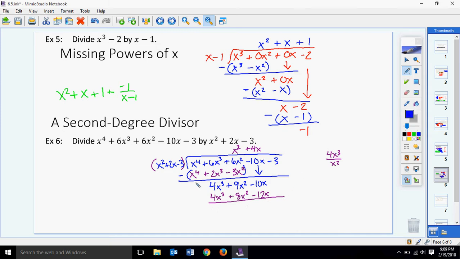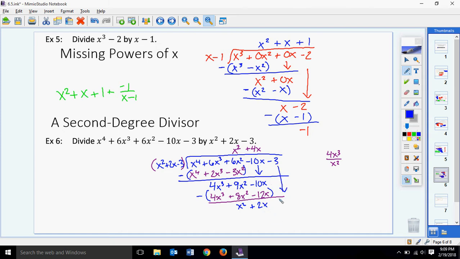I'm ready to subtract. Remember, I'm subtracting everything. So my x cubed terms cancel. 9 minus 8 would be an x squared. A negative 10 minus a negative 12, that's a positive 2x.